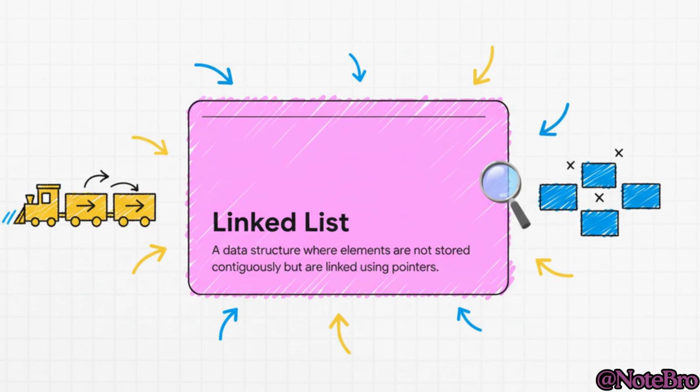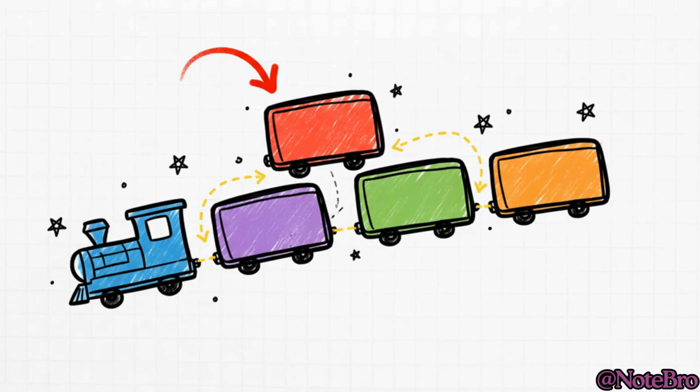Well, unlike an array, a linked list is basically a chain of individual items we call nodes, and each node holds just two things: your data and a pointer, which is really just a link to the next node in the chain. This is such a great way to think about it.